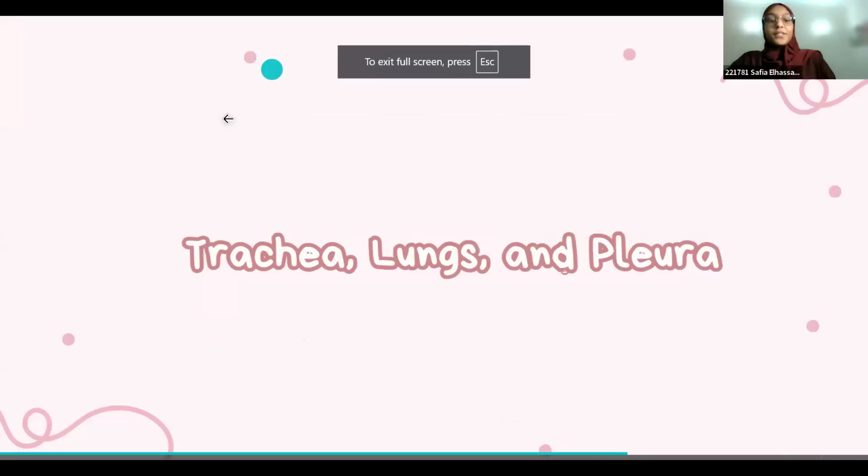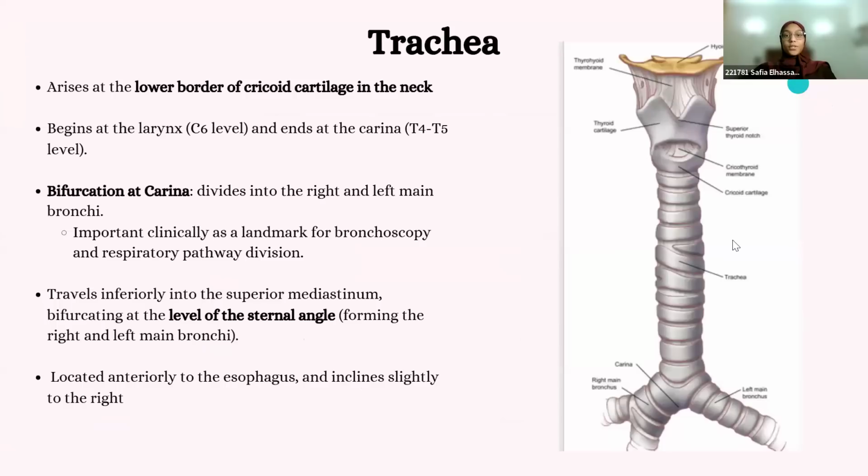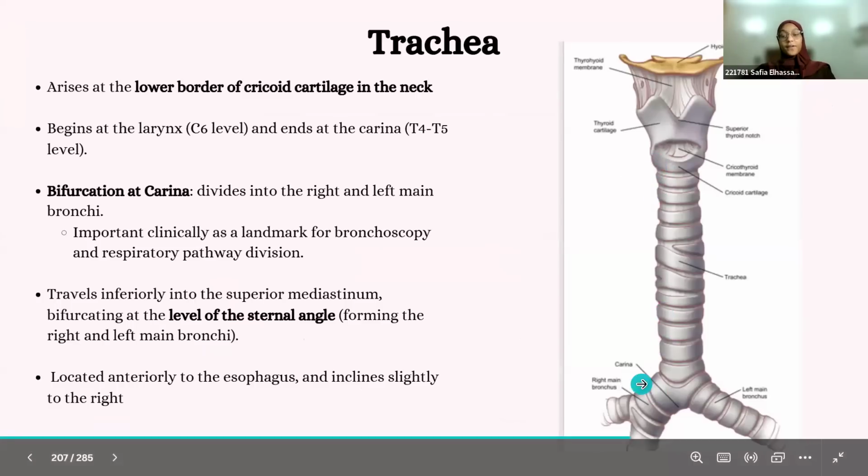Okay, so now we're going to move on to the lower respiratory tract, as well as the lungs and the pleura. So let's start with the trachea. So the trachea arises at the lower border of the cricoid cartilage. So you can think of it as an extension of the larynx at C6, and then it goes all the way down to the level of T4, T5, and this is where it bifurcates into the right main bronchus and the left main bronchus.